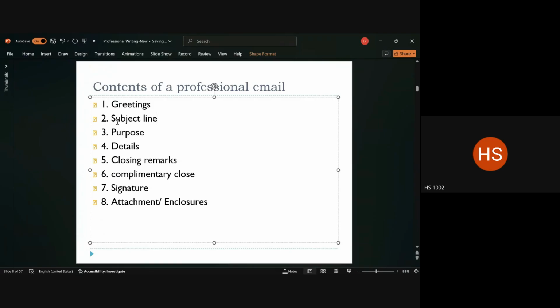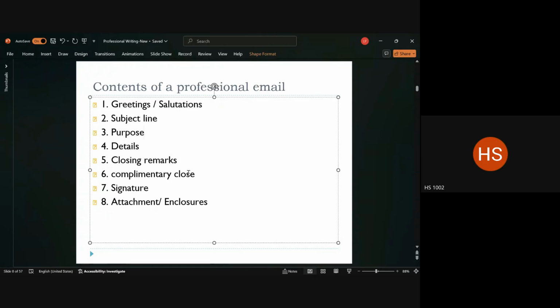Okay. Anyway, so in an email, you begin with the greetings, and greetings are sometimes also referred to as salutation. Some people might prefer calling it the salutation, right? Everything that you see, like respected or dear, so on and so forth, these are the greetings or the salutation section, followed by the subject line of the email. These three, purpose, details, and closing remarks, are part of the body of the email, which means these are three different sections which you will see in the body of the email.